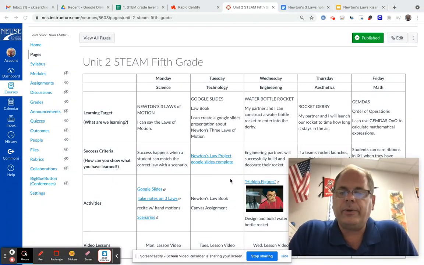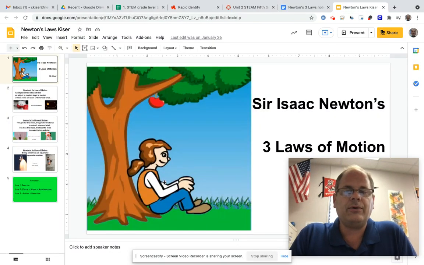Hello, fifth grade. Today we are looking at Newton's three laws of motion. So let's start by going to our Canvas page, which we are here. We're going to read the learning target and success criteria. Then you're going to click on the Google Slides. So let's go to the Google Slides. Here are the Google Slides.